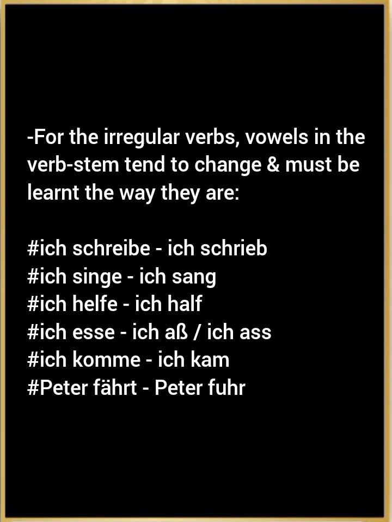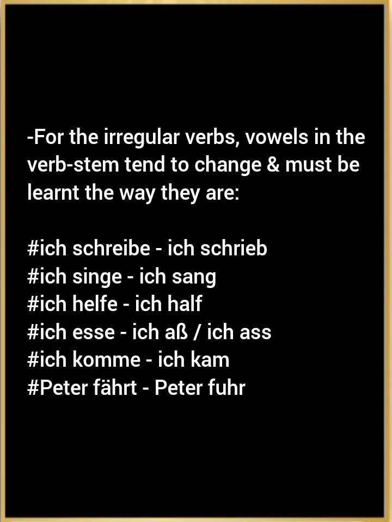Now, ich esse. Esse is eat or eating. Ich esse. I eat or I am eating. Now, the past tense is I ate, which is ich aß, double S or with an ess-zett. Ich komme, and then past, ich kam. Ich fahre, that becomes ich fuhr. All right. Now, those are some examples of the irregular ones that one has to learn the way they are because they don't have some specific pattern.